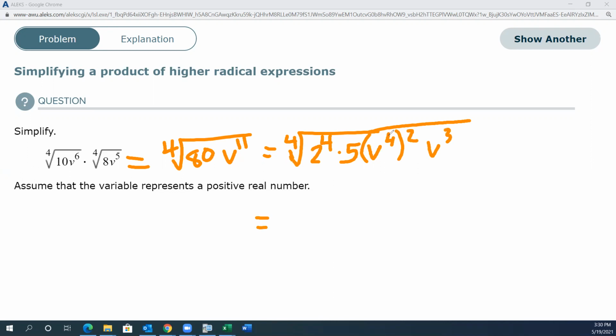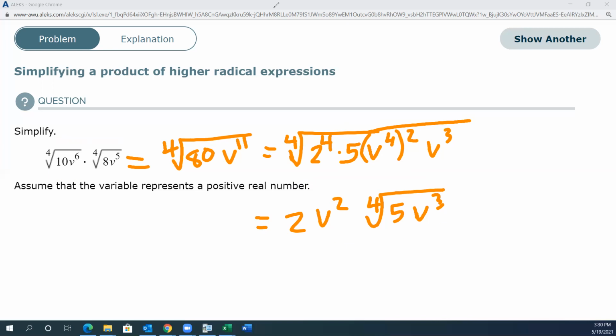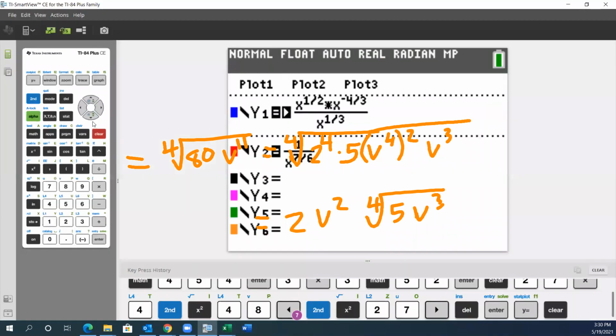Okay, so there's a group of 2's. And we got 2 groups of y's. And inside that fourth root, we're left with a 5 and 3 y's. And you can check it on the calculator. You know what? I guess, yeah, I might as well. Let's do it. Fourth root of 10y to the 6th times fourth root of 8y to the 5th. Okay.